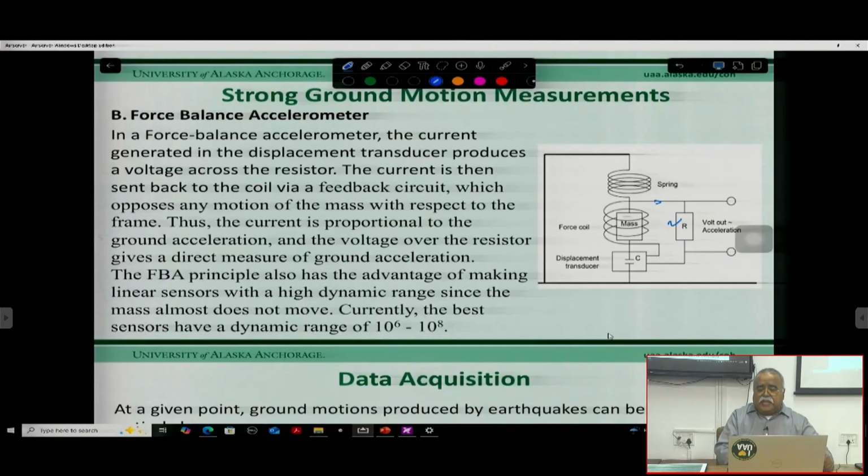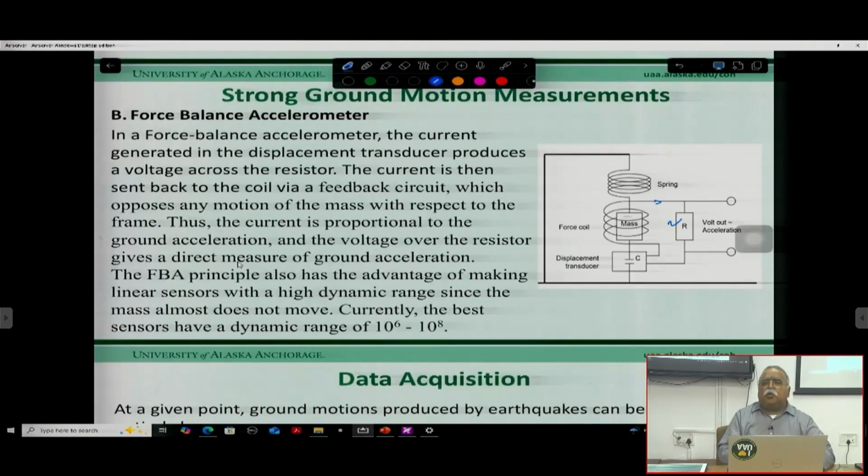So basically there is a displacement transducer which produces a voltage across the resistor, and the current is then sent back to this coil via a feedback circuit, which opposes the motion of the mass with respect to the frame, right? And thus this current which is being sent is proportional to the ground acceleration. So we measure the current, and hence the voltage across the resistor, and that will be basically the ground acceleration. So this is what we call the FBA principle.